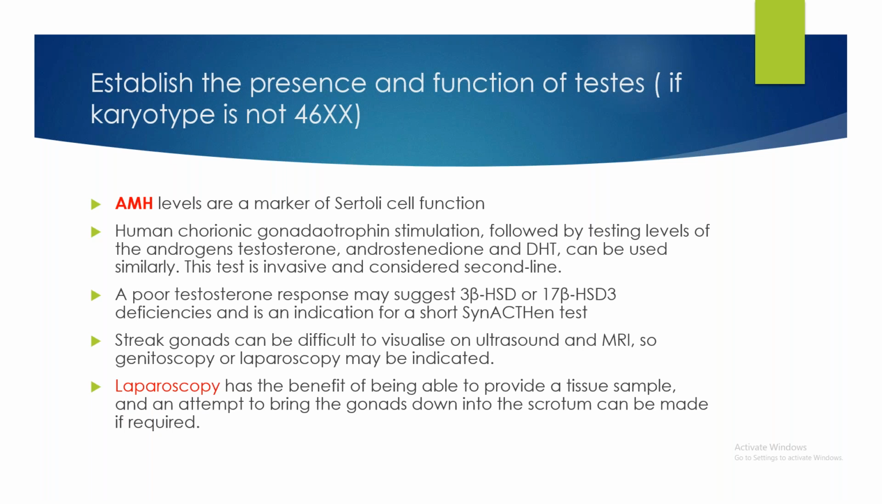Streak gonad is sometimes difficult to visualize on ultrasound and MRI. So in that case, laparoscopy may be required. With laparoscopy, you can visualize the whole genitalia and whole pelvis, and you can take a tissue sample also for biopsy in case of streak gonads, because you have to confirm whether it is an ovary or testis.